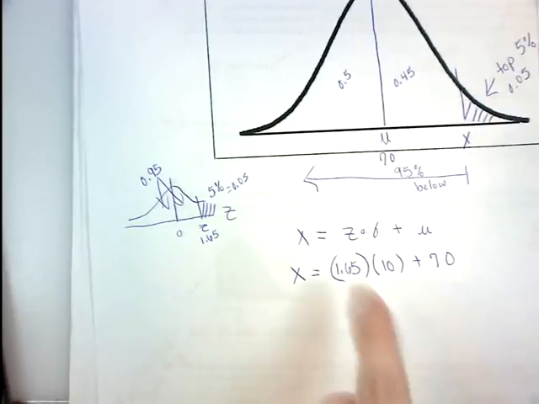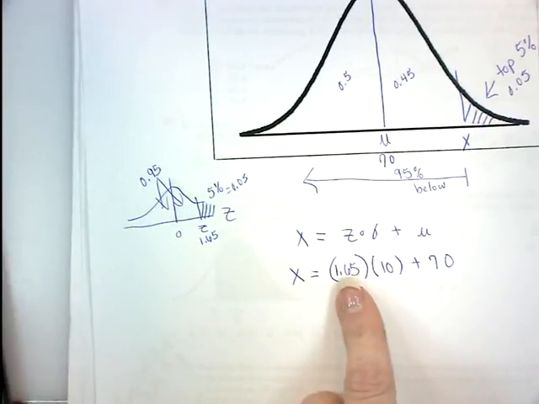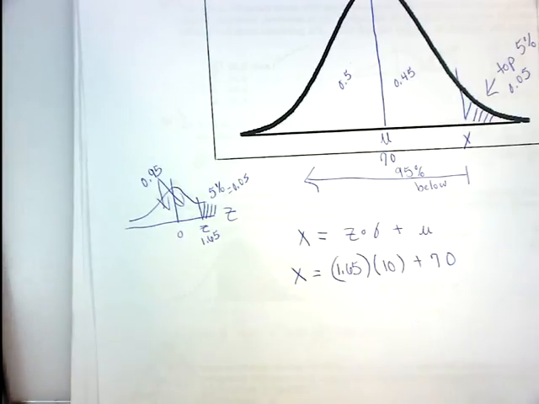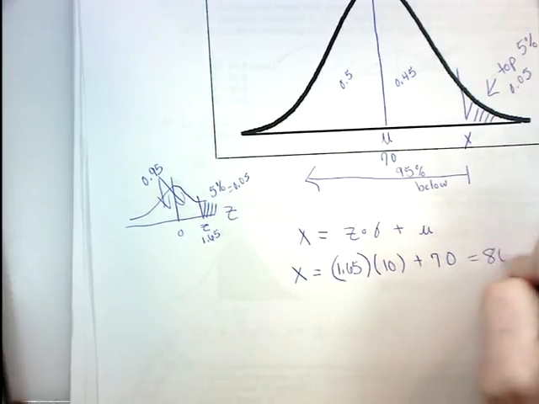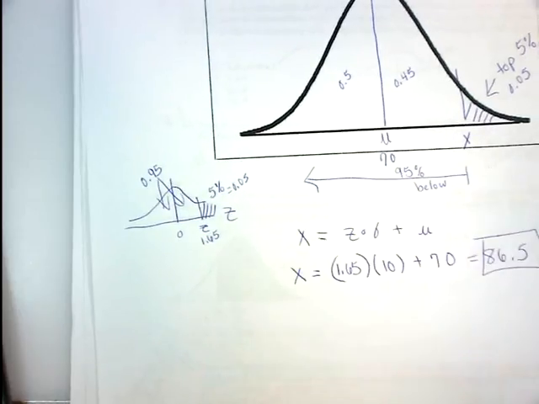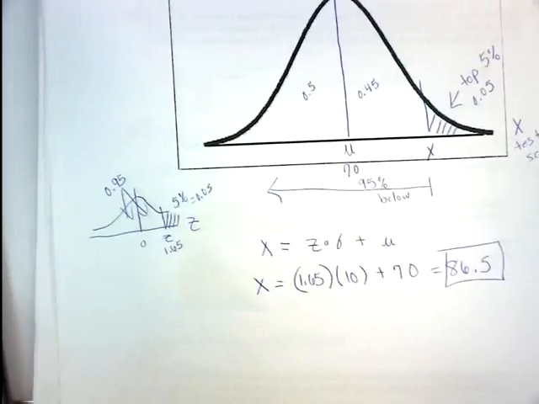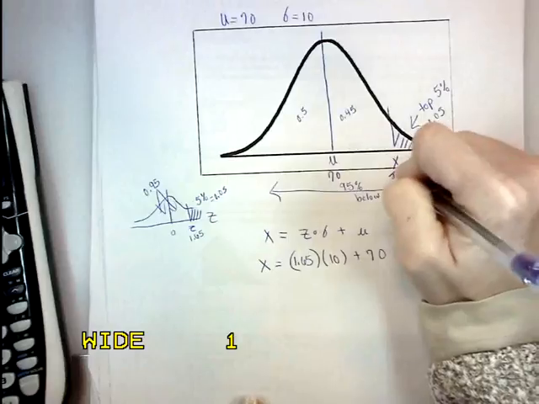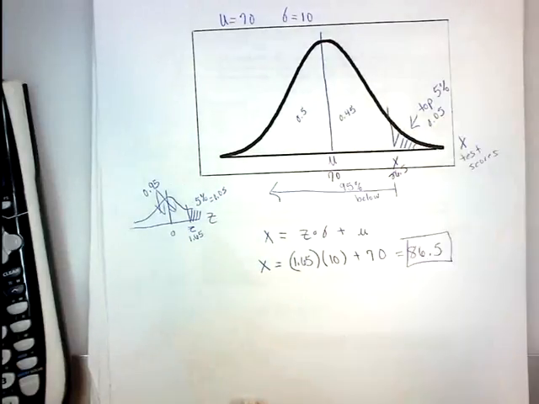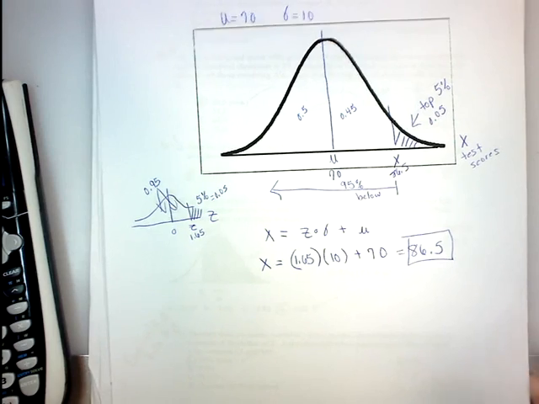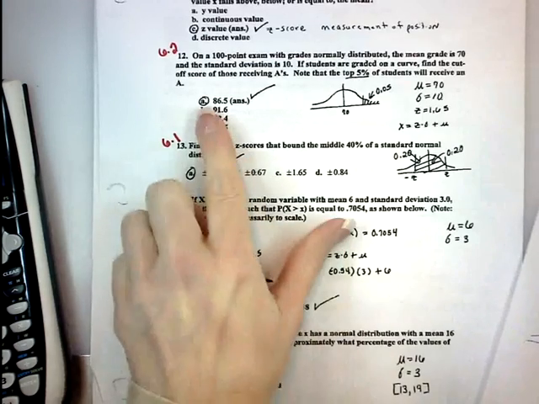That's also the z-score that falls at the 95th percentile. 95% below, 5% above. 1.65 times 10 plus 70 will give you 86.5. So the people that have 86.5 and above make A's in the class, the top 5%. And that answer is A.